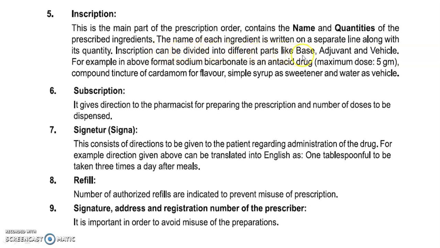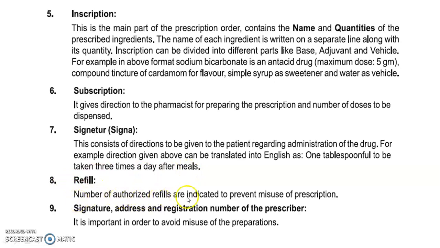Inscription can be divided into different parts like the base, adjuvant and vehicle. For example, in the above format, sodium bicarbonate is an antacid drug, maximum dose is 5 gram, compound tincture of cardamom for flavor, simple syrup as a sweetener, and water as a vehicle. Subscription gives the direction to the pharmacist for preparing the prescription and number of doses to be dispensed. Signature, that is signa, consists of the directions to be given to the patient regarding the administration of the drug. For example, the direction given above can be translated into English as one tablespoonful to be taken three times a day after meals.